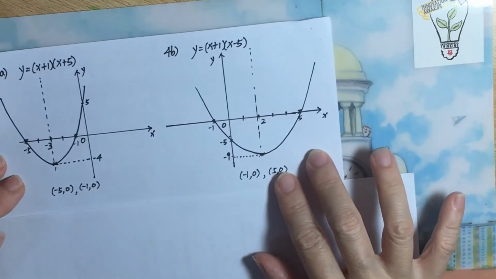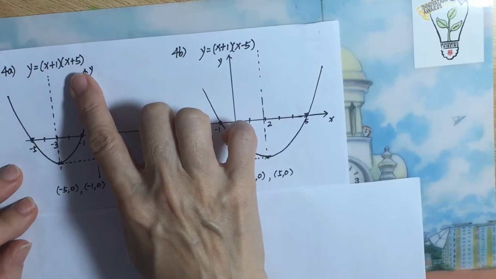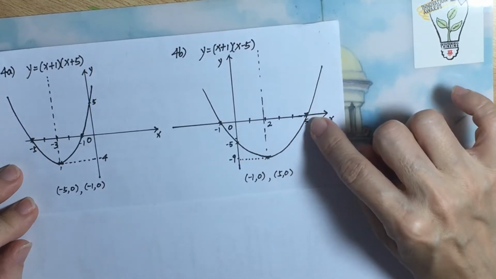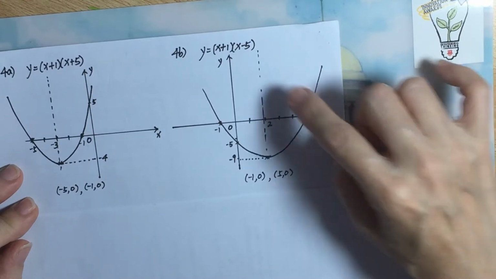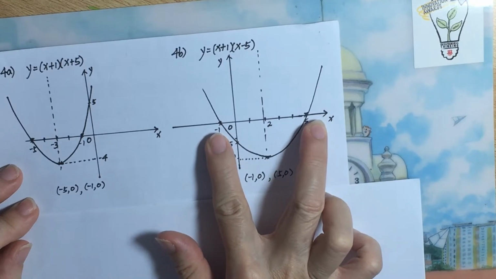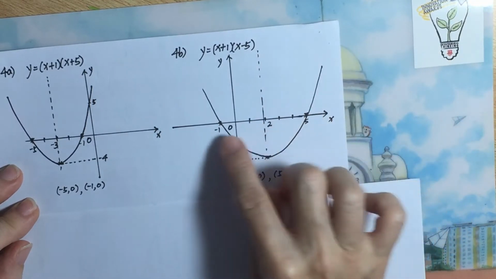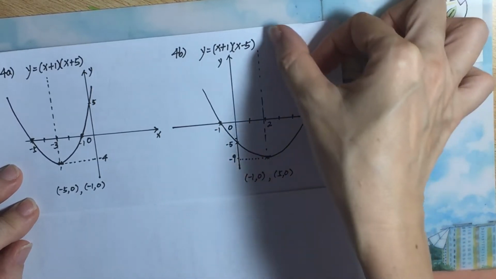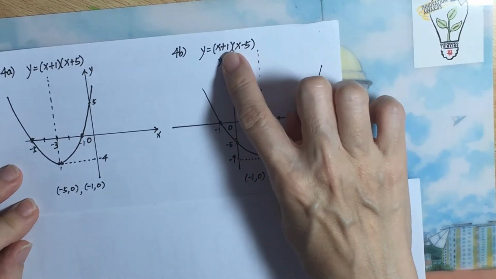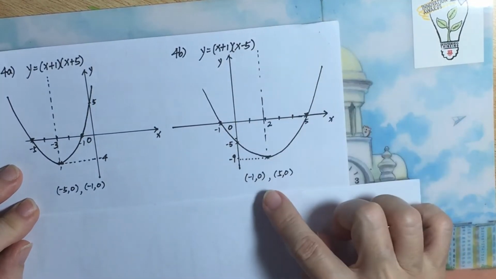For example, question 2. The difference between the first and second question is that this is x minus 5, this is x plus 5. When it's x minus 5, the point where it cuts the x-axis will be at 5. So this is 5 and this is -1. Between 5 and -1, the gap is 6 units. 6 units divided by 2 is 3. So this one moves 3 units, this one moves 3 units, so the center is x equals 2. When you put in x equals 2, you have 3 times -3, which is -9.